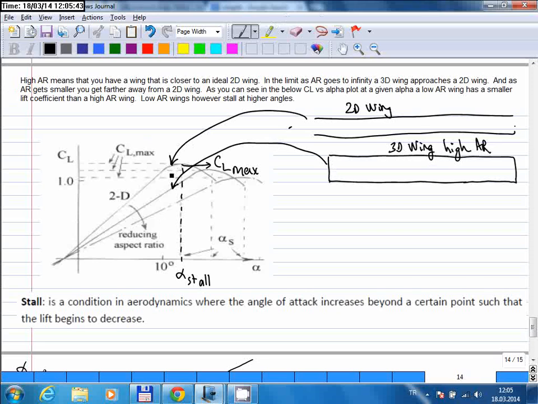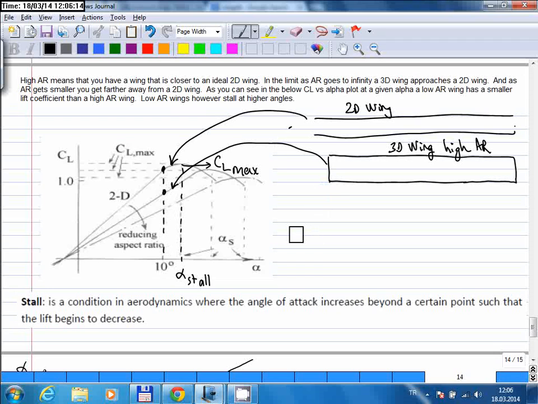So if you compare these two plots, you see that the lift coefficient is smaller for a given angle of attack. So for example, if you look at the data at 10 degrees, then for the 2D wing, you have this much lift coefficient, whereas for the 3D wing, you have a smaller lift coefficient, which is reasonable, right? This is what we have been discussing so far.